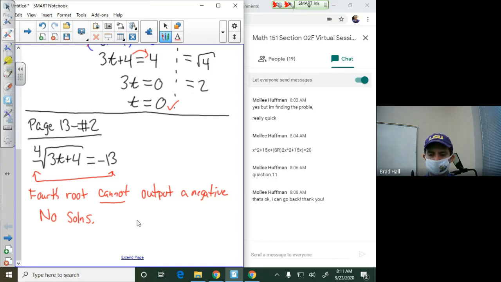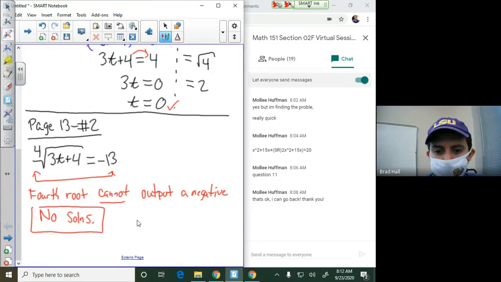If you did work this problem out and you couldn't remember this rule, then at the very end of the problem, you would get a solution. And when you plug that solution back in to check your answers, it wouldn't work. So if you did not remember this rule, then you would end up hopefully finding out that the solution you found is not good. But if you can find it at the very beginning here, then it saves you a lot of time. So that's problem 2. It's just genuinely no solutions. That's all the work there is for this one.